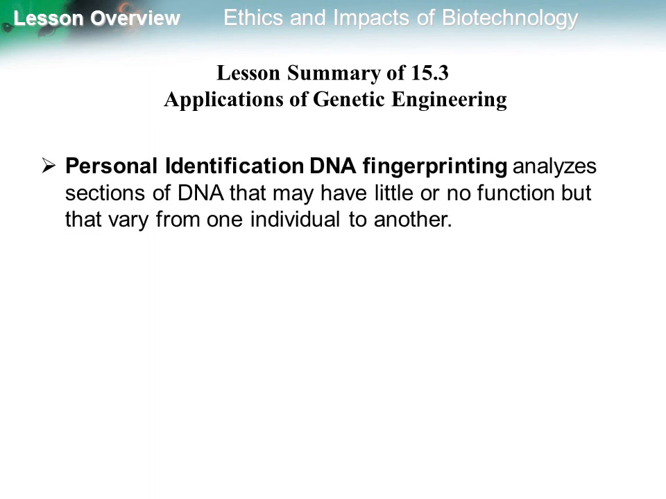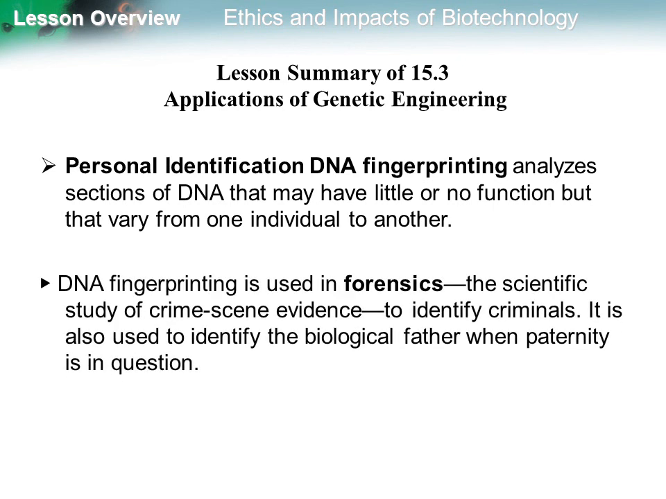Now let's see the application of genetic engineering in personal identification. DNA fingerprinting analyzes sections of DNA that may have little or no function, but that vary from one individual to another. DNA fingerprinting is used in forensics, which is the scientific study of crime scene evidence, to identify criminals. It is also used to identify the biological father when paternity is in question.